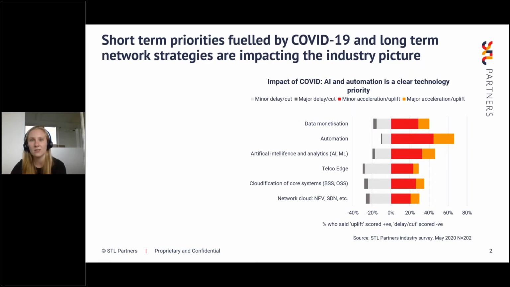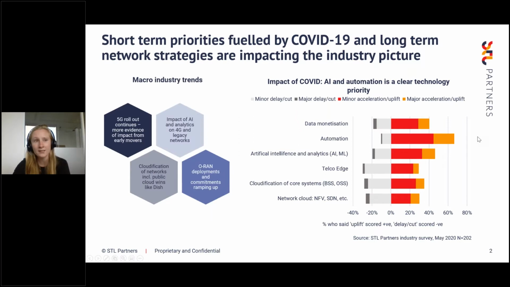You can also see that operators were in general looking to accelerate their efforts around AI and analytics as well. So on the short term, we've heard from operators that this is a priority for them. This is something that COVID-19 has demonstrated the importance of to their operating model. But we also know that there are some big macro trends within the industry that are fueling interest as well. So 5G rollout continues and is picking up pace. And more importantly, perhaps, we're seeing some evidence from the early movers of the impact of 5G rollout, which is probably fueling others in the industry. We're seeing continued evidence of the impact of AI and analytics across 4G and legacy networks, again bringing this topic to the fore.